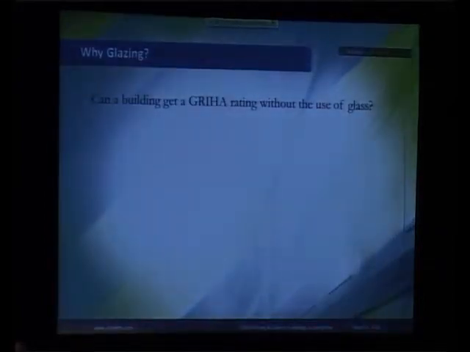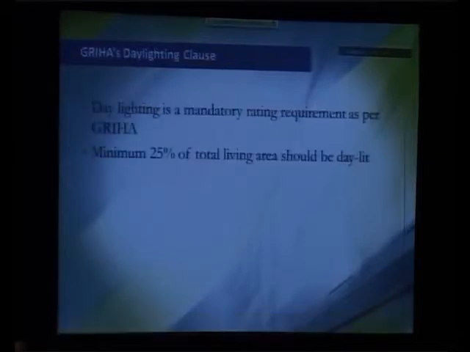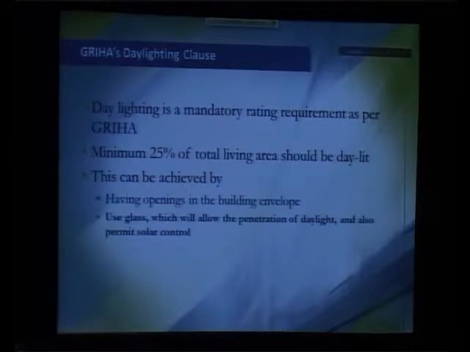So why glazing? Can a Griha rated building be made without glass? Probably not. Because daylighting factor is mandatory and you have to have a minimum 25% of daylit area. And this can be achieved by having openings which are transparent and which are actually energy efficient. These are the criteria.